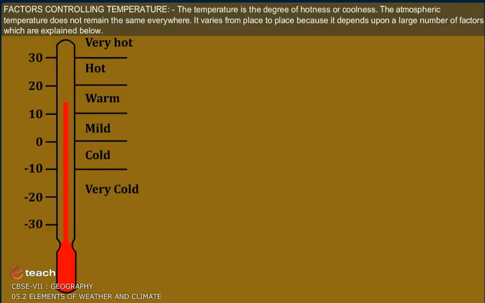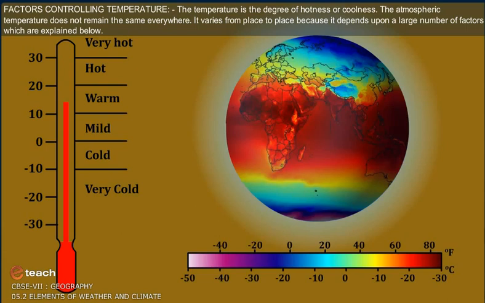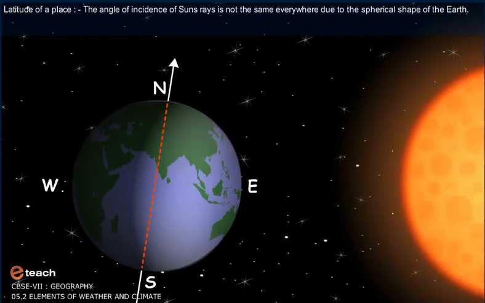Factors controlling temperature. The temperature is the degree of hotness or coolness. The atmospheric temperature does not remain the same everywhere. It varies from place to place because it depends upon a large number of factors, which are explained below.